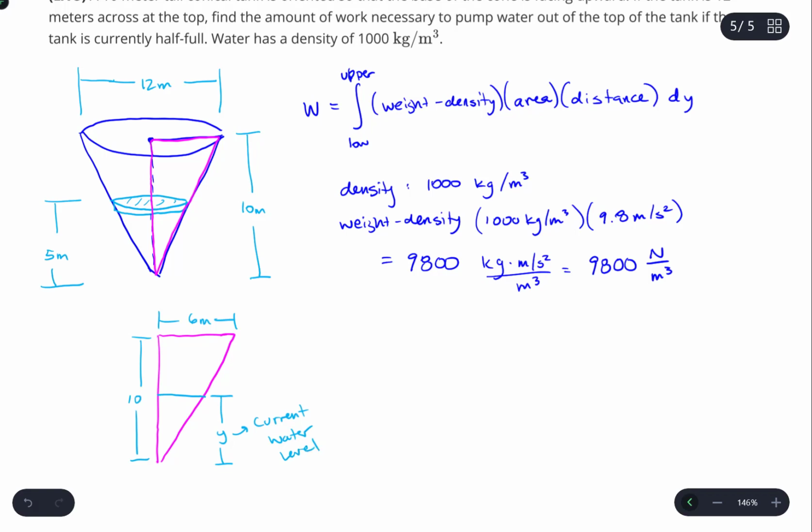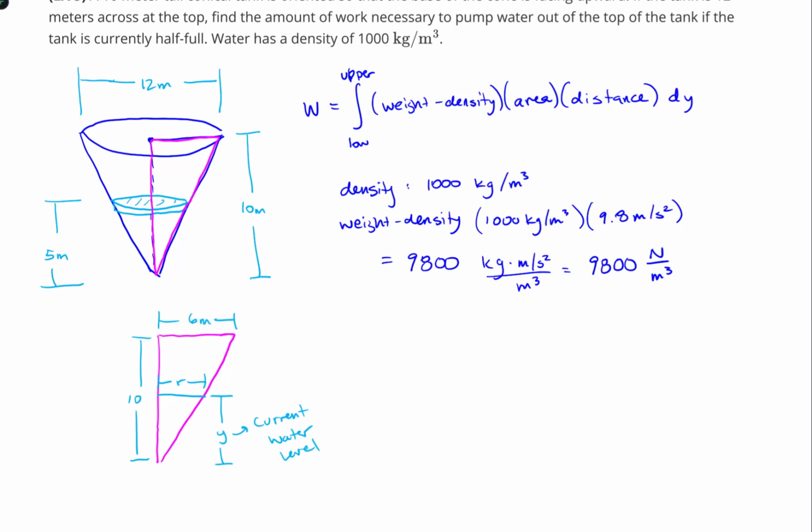And I know that it's right now at 5, but it's going to drain, and then that's going to become like 4.9, then 4.8, and so forth. So it's still going to change, so I'm going to leave it as a variable. And then also, this distance here, I'm going to call r, the radius.